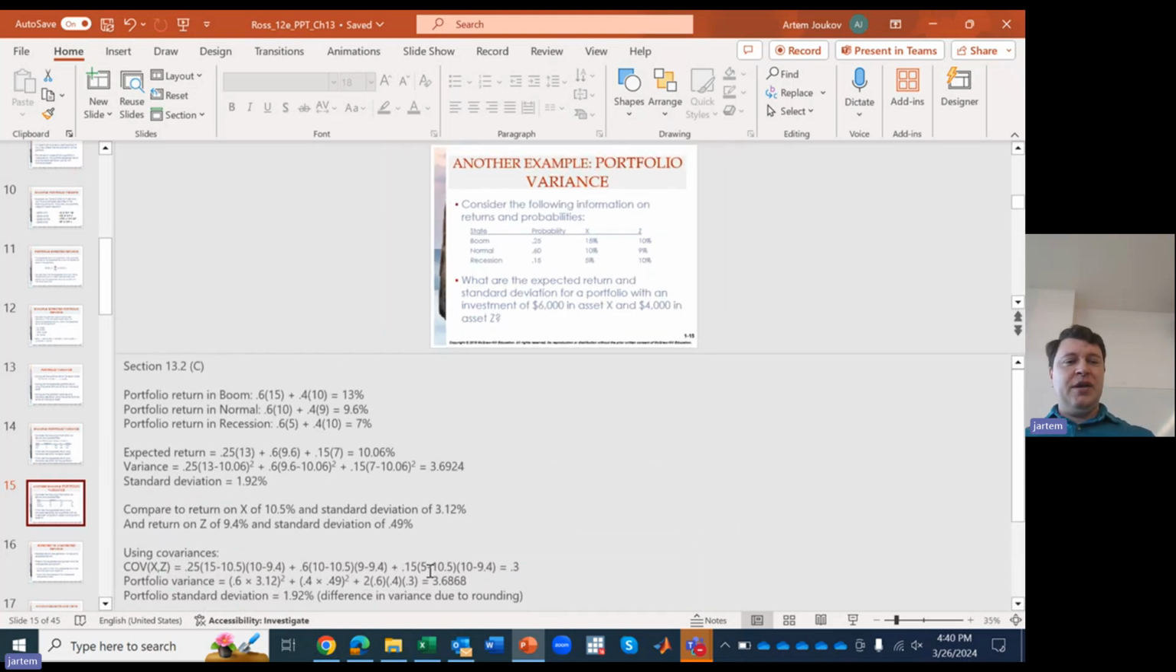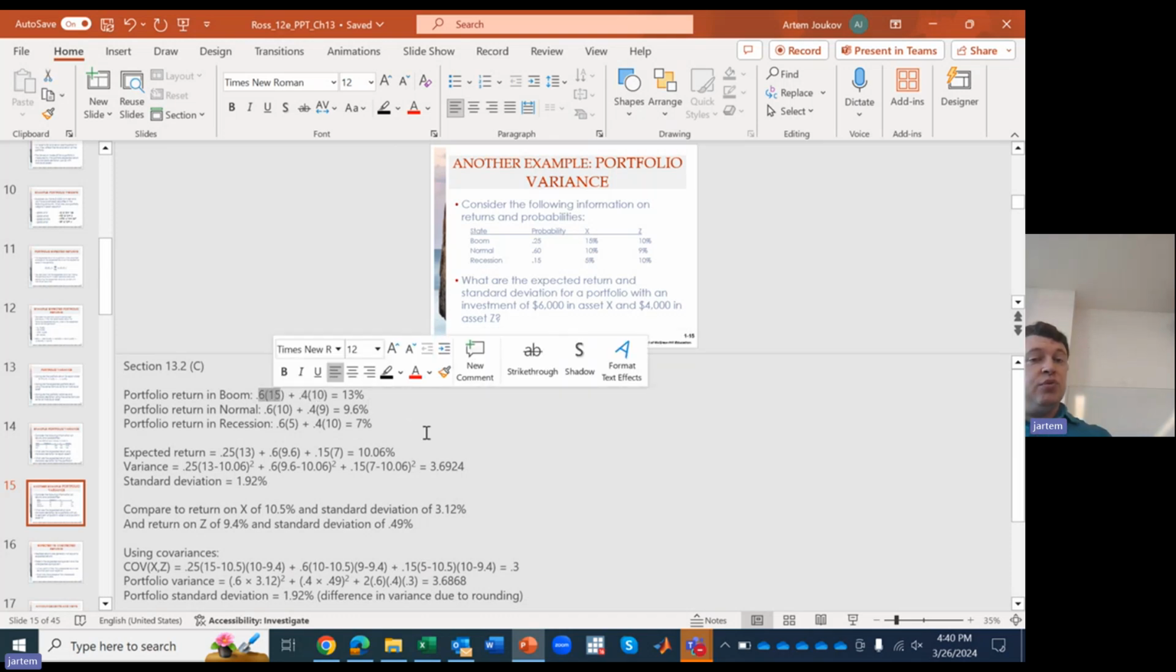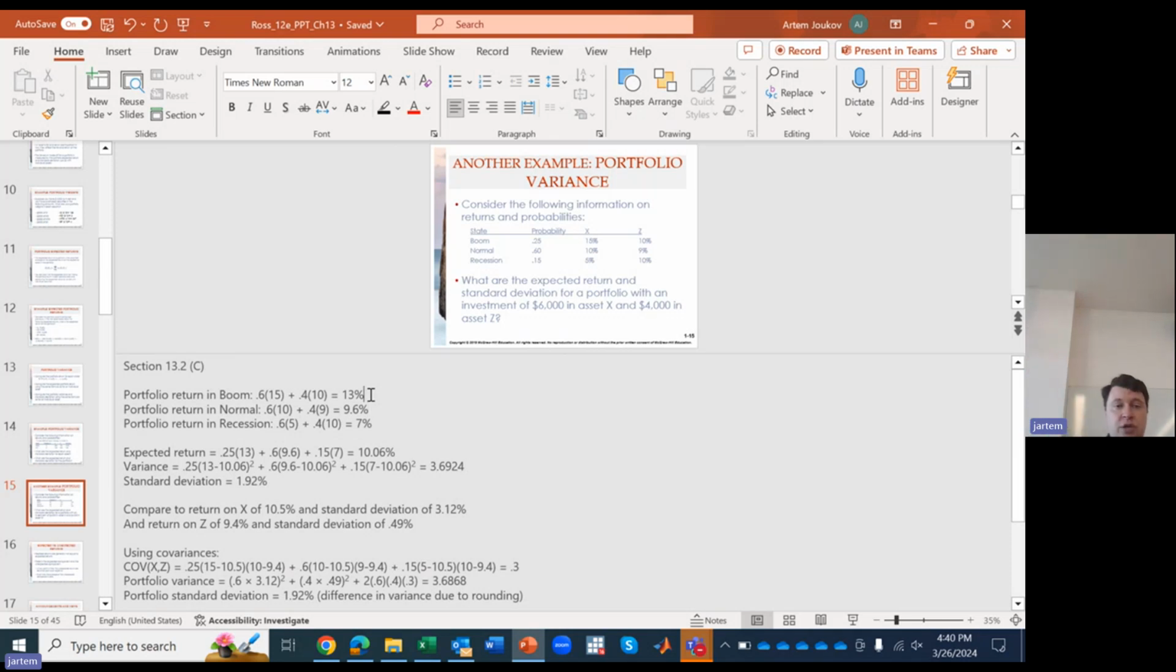All right, so the portfolio returns we're going to get just by taking all of the stocks and weighting each stock by how much is invested in each. Okay, so in a boom cycle, you know that 60% of your portfolio is asset X, and the remainder of your portfolio, 40%, is asset Z. So take those proportions, multiply them by the corresponding returns in a boom cycle, add them together, and you get 13%.